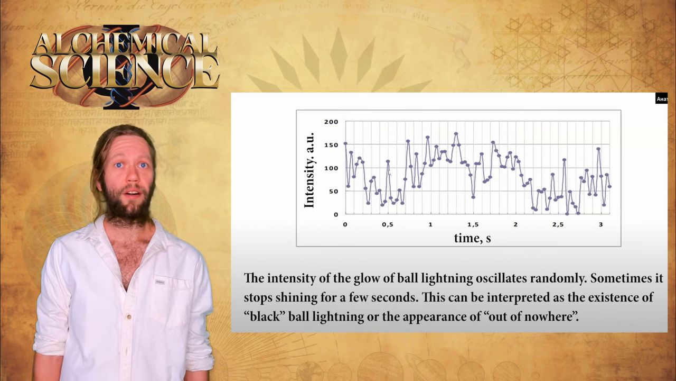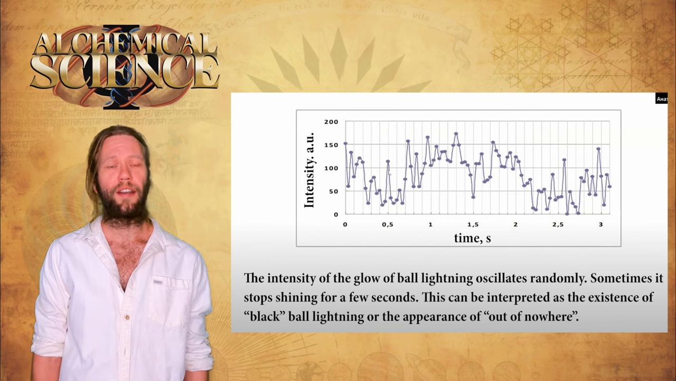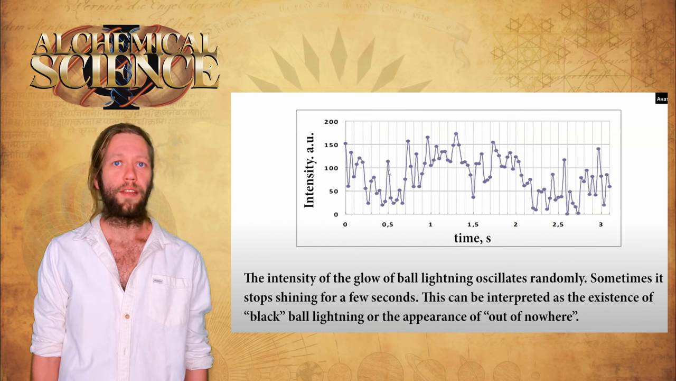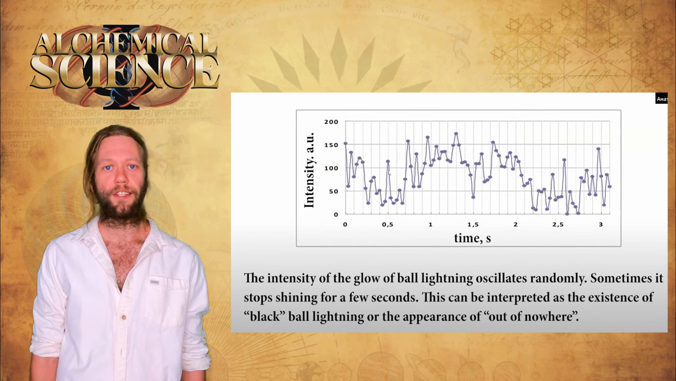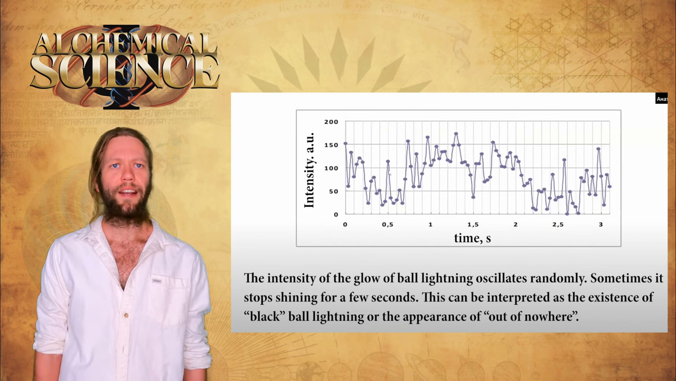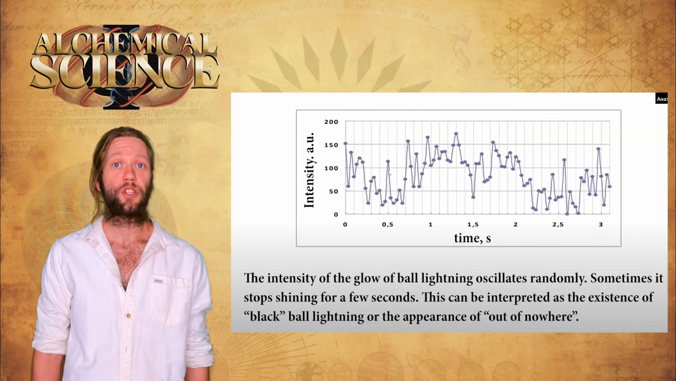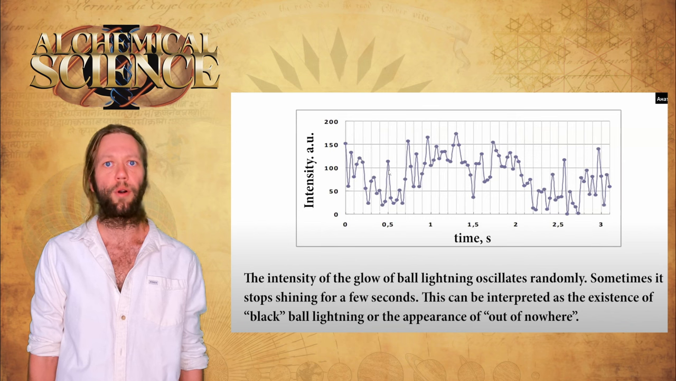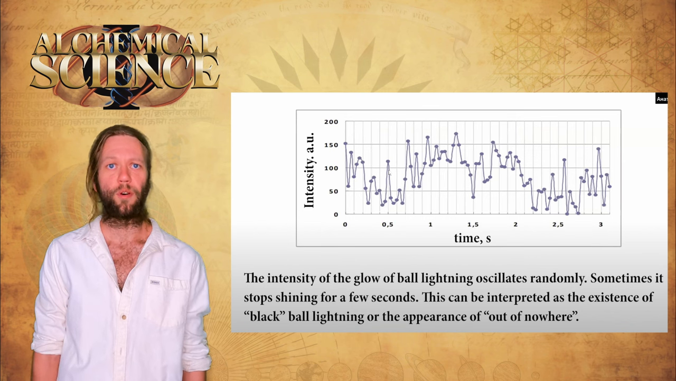So Anatoly apparently contacted the media after this event, and they reported that they saw two ball lightning structures form. The other one stopped shining for 3 seconds and then reappeared. And Anatoly stresses here that this shows us that this is nothing like the simple chemical process of a candle burning. It's a more complex process.